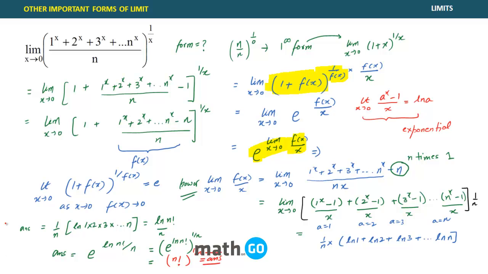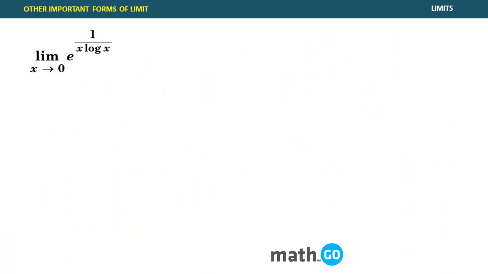Just go through the problem once again. Very beautiful problem to understand this particular concept. Okay, so the next problem is something e raised to power. So I'll just write the limit for you again, so that it becomes much more evident what we want to solve. So this is what we are trying to solve.